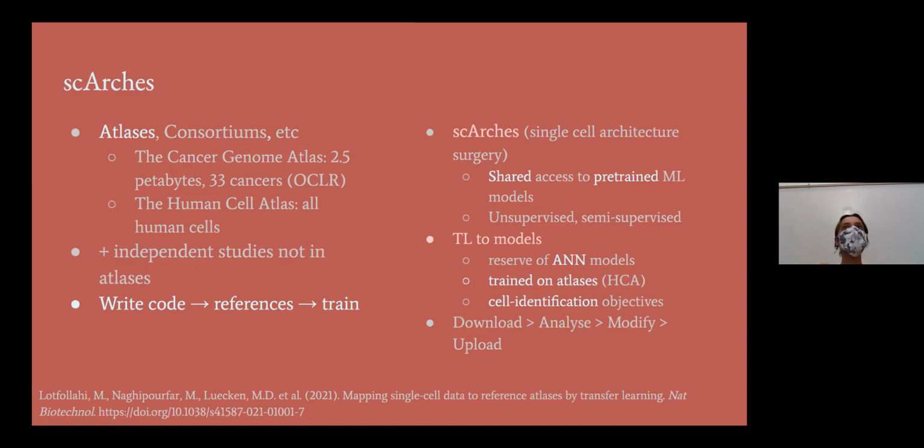So in using analytic models, you have to write code, you have to find the appropriate references, you have to train a model, you have to maybe give it feedback, maybe do some fine tuning. There's a lot. We saw all of this happen with SPRING and with OCLR, that you can't just directly apply all this information. So what scArches, or single-cell architecture surgery, is proposing is a platform for shared transfer learning models that can learn from new data and then be used by other researchers in the future.